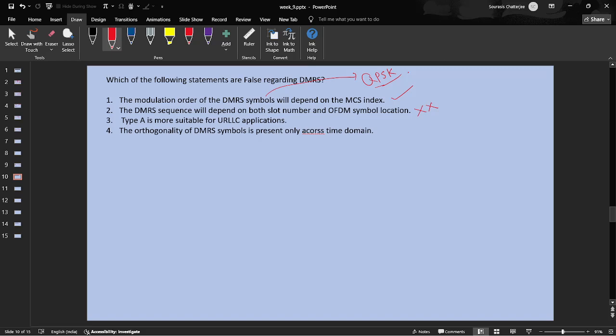What about the third one? For wireless applications, is type A more suitable? This is false. Actually, it is type B. Okay. And about the fourth one? This is false. So orthogonality can appear across all time, all frequency, time and code, and frequency. Okay.